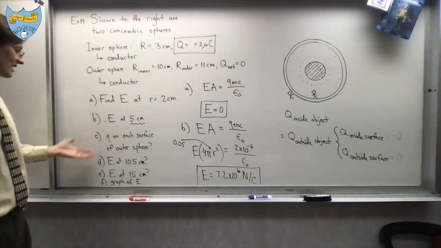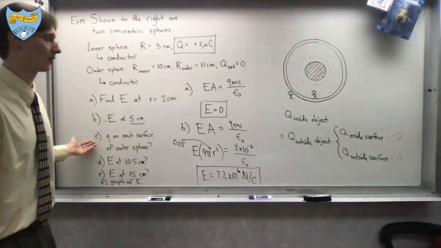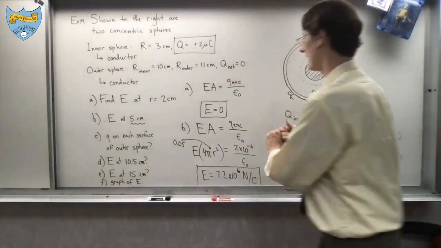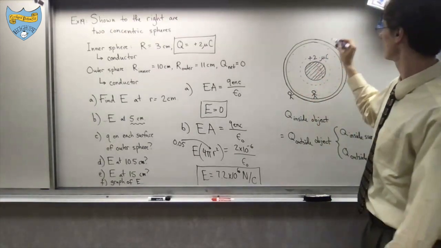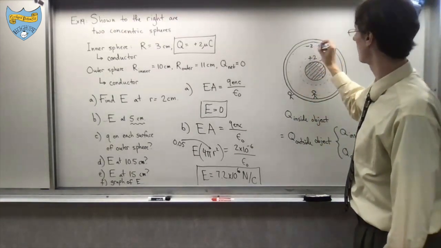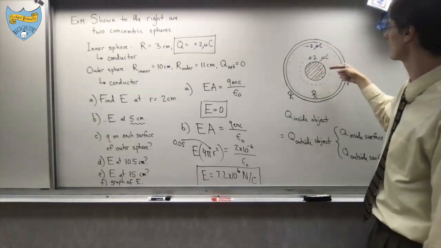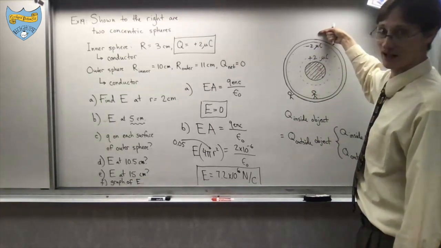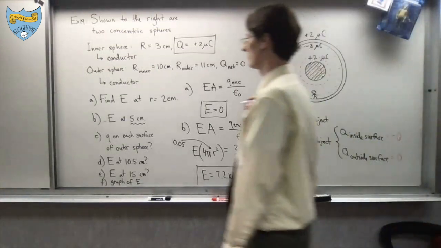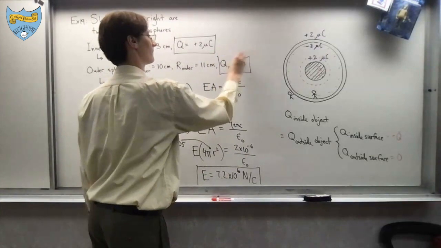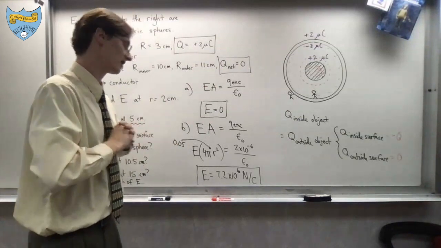We need to answer C, but then we'll get to D, right? If you were paying attention to my discussion moments ago, you should be fine with, okay, if this inner object is +2 microcoulombs, then the inside surface of the outer object is -2 microcoulombs, equal and opposite. The outside surface of the outer object will end up being +2 microcoulombs because they said its charge is 0. All right, now I've got all my charges labeled.